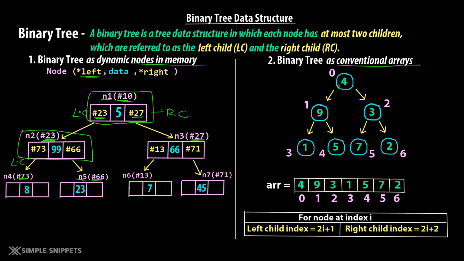Every binary tree has different nodes. So this node has value of 4, which is the root node. Then we have its child nodes, the left child and right child, and both have values of 9 and 3. So this binary tree is storing integer values. Let's just assume it is storing integer values 4, 9, 3. Then we have 1, 5, 7 and 2.